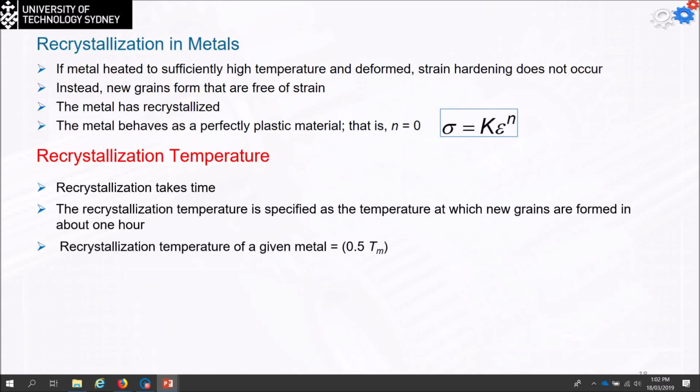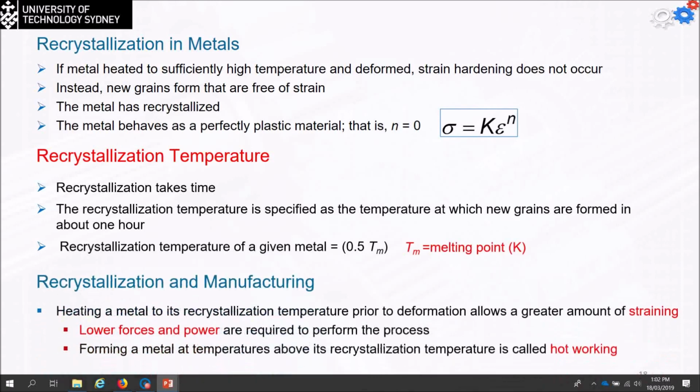So the application of recrystallization in manufacturing: heating the metal to its recrystallization temperature prior to the deformation will allow a greater amount of straining, and thus we are going to have a lower force and power to be used. The forming of the metal at a temperature above the recrystallization temperature is going to be called hot working. Anything below 0.5 of the recrystallization temperature is going to be called cold working.